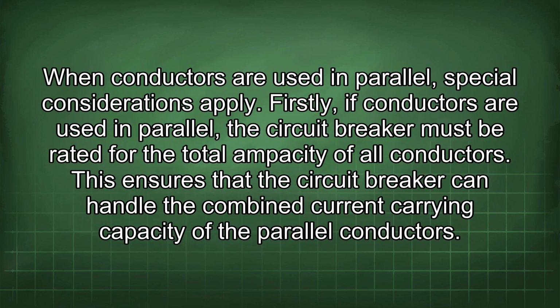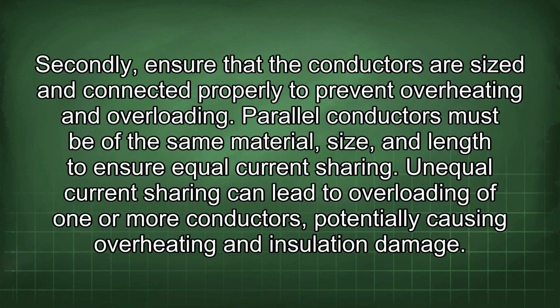When conductors are used in parallel, special considerations apply. Firstly, if conductors are used in parallel, the circuit breaker must be rated for the total ampacity of all conductors. This ensures that the circuit breaker can handle the combined current carrying capacity of the parallel conductors. Secondly, ensure that the conductors are sized and connected properly to prevent overheating and overloading. Parallel conductors must be of the same material, size, and length to ensure equal current sharing. Unequal current sharing can lead to overloading of one or more conductors, potentially causing overheating and insulation damage.